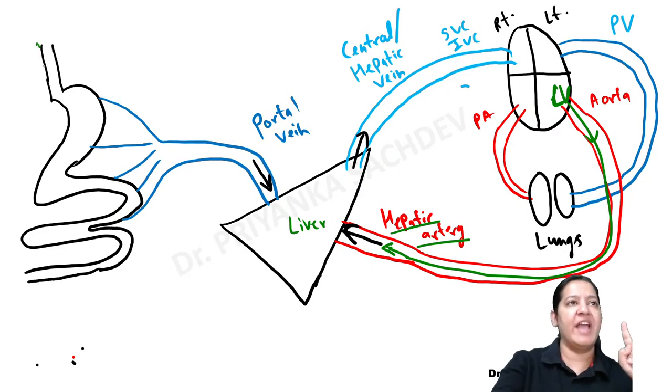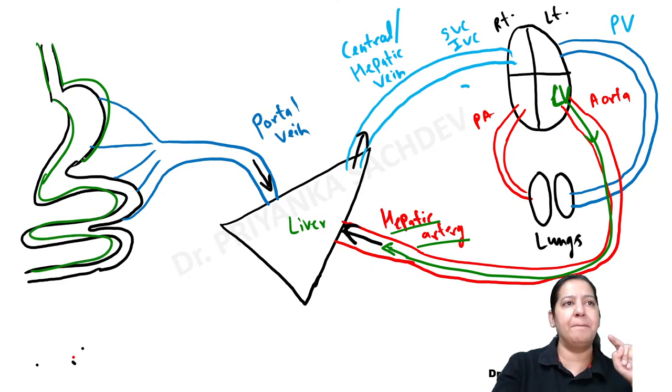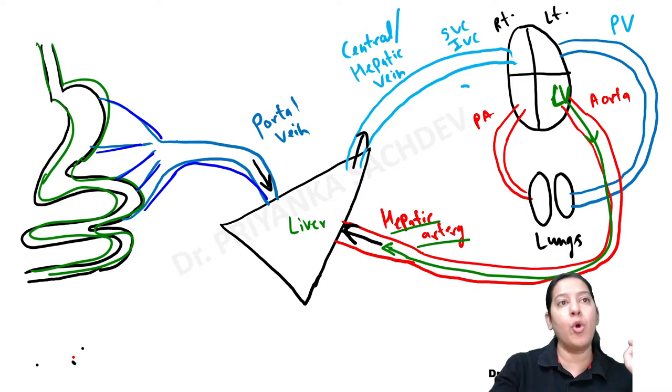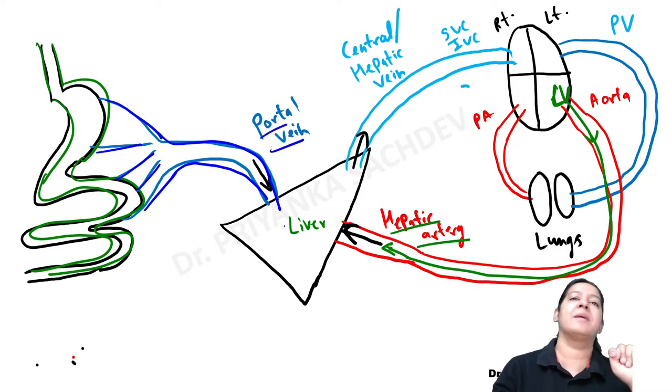Can you see this is the GIT here? This is the esophagus, this is the stomach, these are the intestines. This is the complete GIT you can see here. From the GIT, veins are arising. These are the veins of the GIT. All veins of the GIT first go to the liver. This is known as the portal vein. This is the second blood supply of the liver.